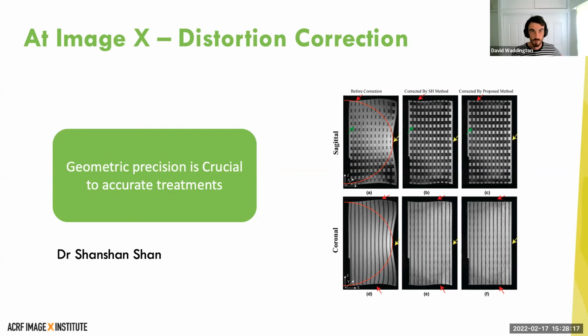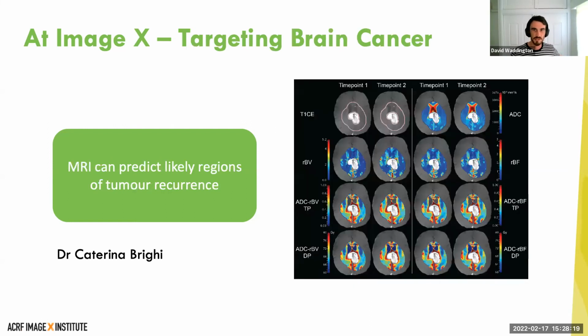So another project we have, led by Dr. Katarina Briggi, is looking at using multiparametric MRI imaging to more accurately target radiotherapy with MRI. So the idea here is that, for a start, brain cancer is a terrible disease that kills more people under 40 than any other cancer. And one of the main reasons for that is it's just a nightmare to work out where it really is and where it's going to recur and where it's going to be.